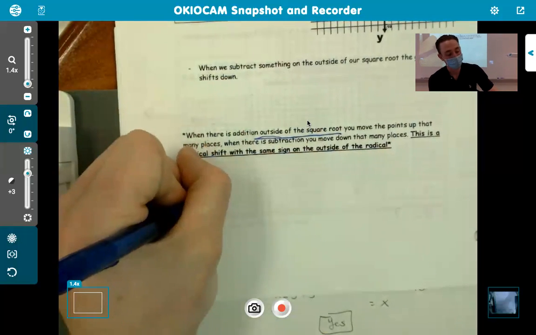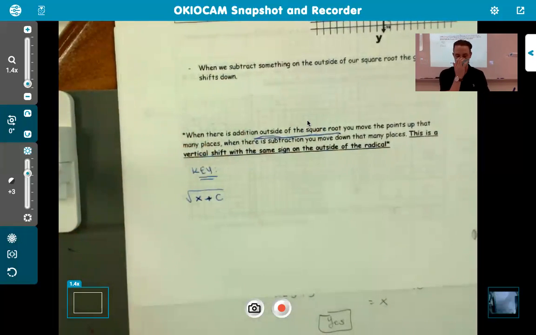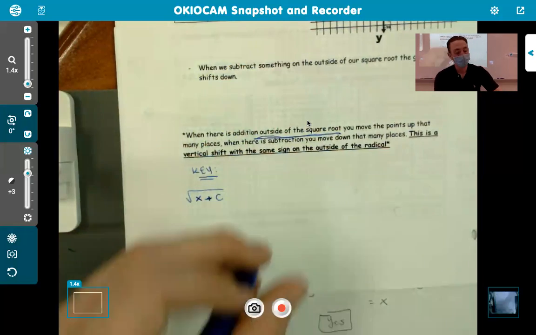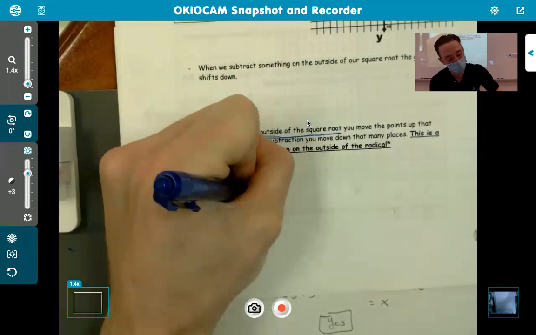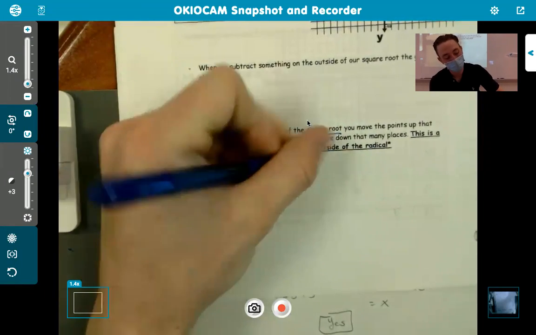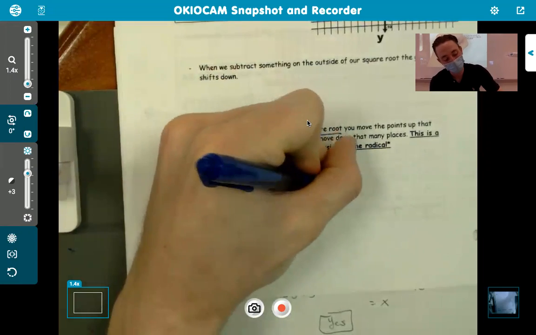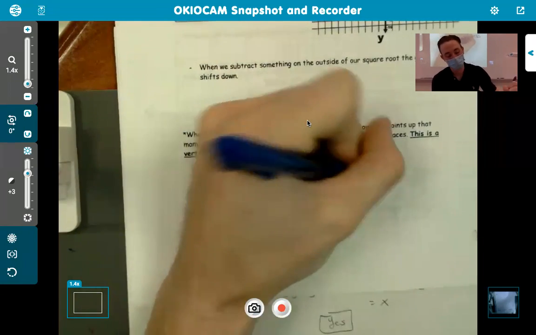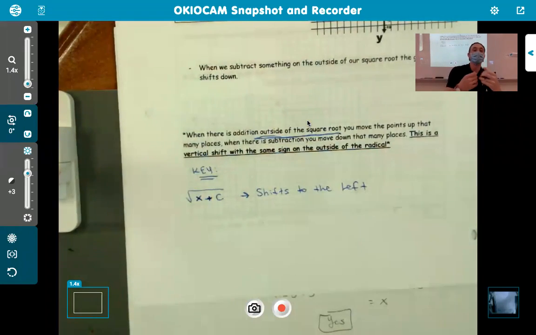So if I have the square root of x plus c, where is my graph shifting? To the left, that many places, right? So we say it shifts to the left. Okay. I have addition under my square root. I move to the left.